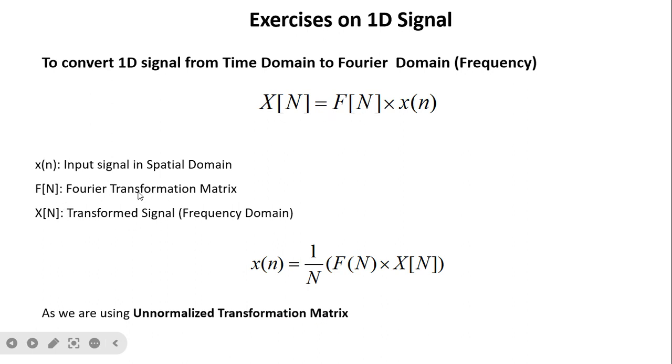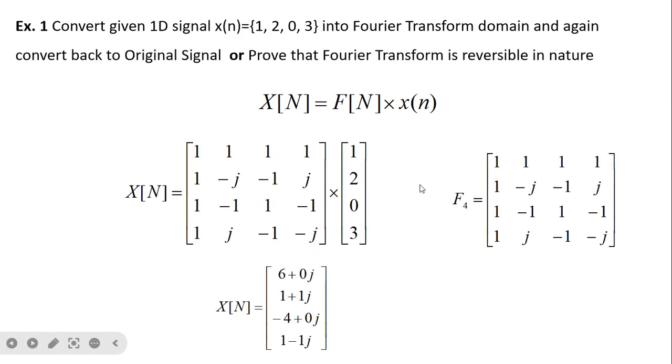x of n is our input signal, F of n is nothing but the Fourier transformation matrix, and capital X of n is nothing but our transform signal in frequency domain. As every transform is reversible, we will get back our original signal by applying this function. Now the problem statement. One-dimensional signal is given, that is x of n equals 1, 2, 0, 3, and we want to convert this signal, that is spatial domain signal, to the Fourier domain or frequency domain, and again we convert back to our spatial domain, and we want to show that the Fourier transform is reversible in nature.